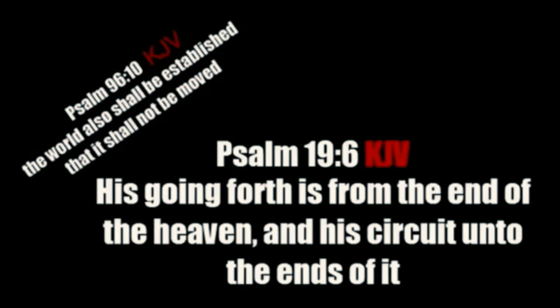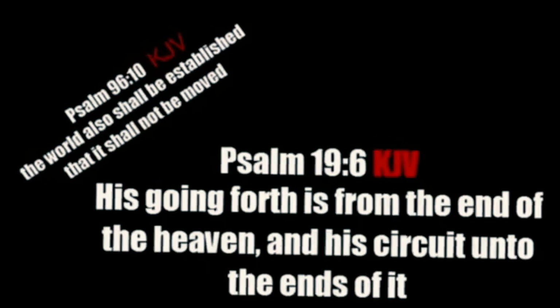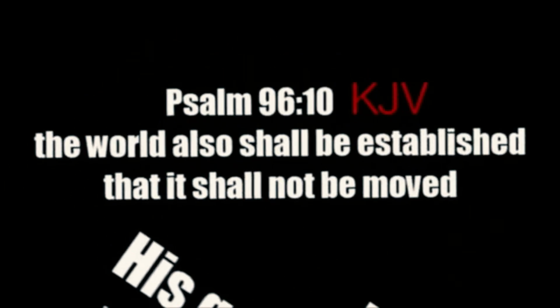If the sun has a circuit, then the sun is not the centre of the solar system as we've been told. Critics will say, yes, but the sun is on a circuit. It circles the centre of our Milky Way galaxy. Well, if the earth is established that it cannot be moved, but the sun goes around the Milky Way, then the sun would fly off away from the earth and we'd never see the sun again. So when the Bible talks of the sun having a circuit, it's talking about the sun circuiting around a flat earth.